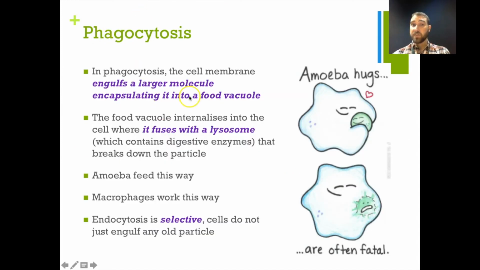So phagocytosis is where you're taking a large molecule in, a large food molecule, for example. So it can be taken into the vacuole. We can get a lysosome, which contains digestive enzymes, merging with the food vacuole. The digestive enzymes are released in there, and that can break down the food particle. This is how amoeba work, this is how macrophages work, but it's important that this is selective. It's not just any old thing that's going past. The cell decides what it's going to take in through phagocytosis.